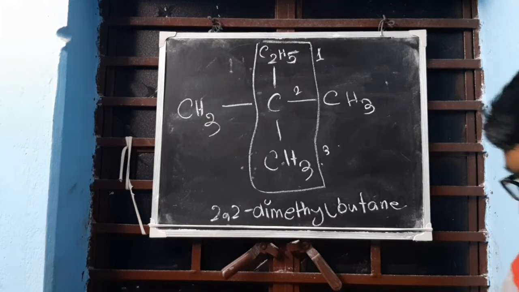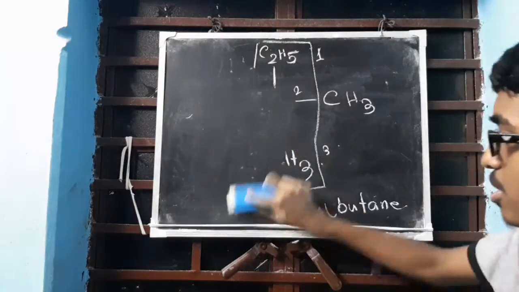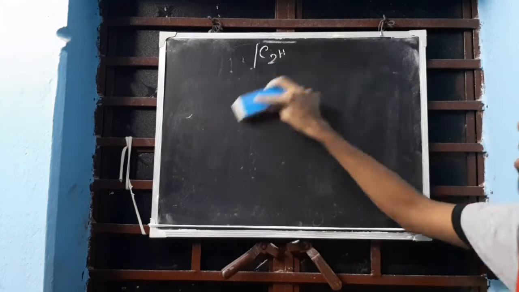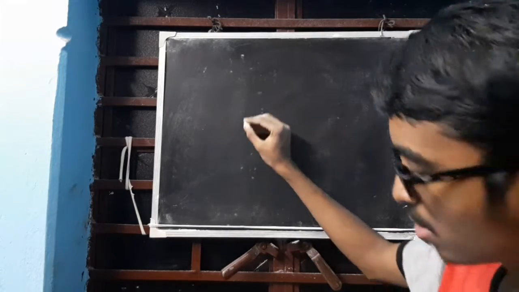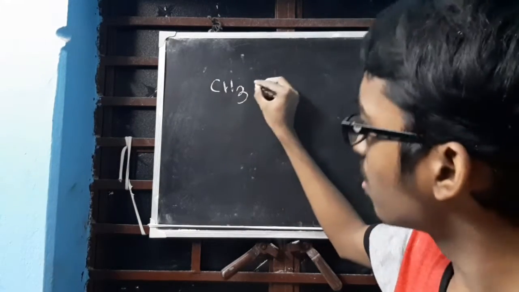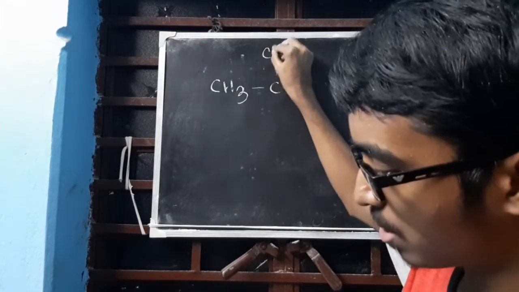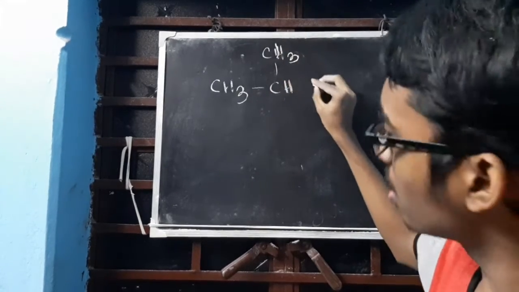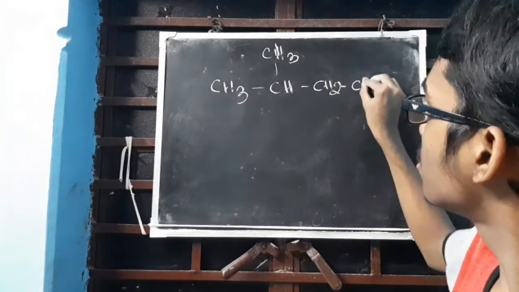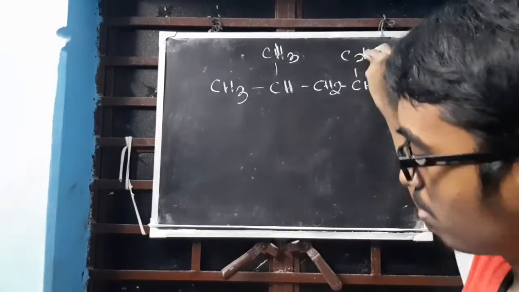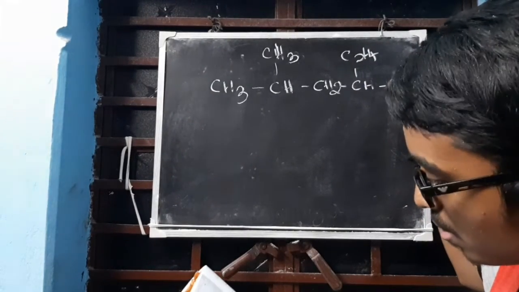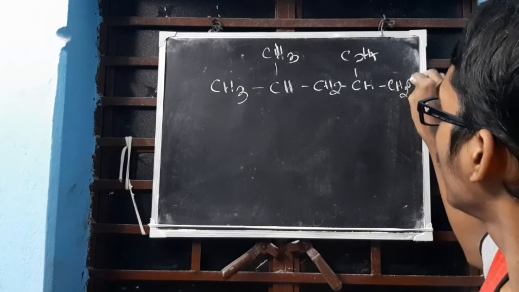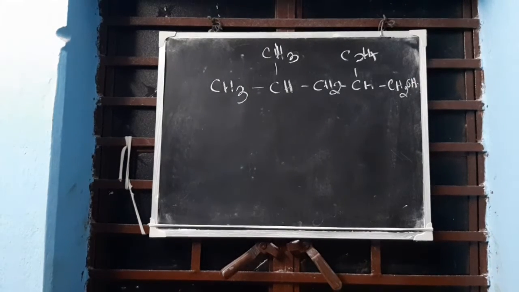Now let's do one question. I will do the exercise, that is for sure. Let's do one question. The question is: CH3, CH3, CH3 CH2 CH, C2H5 and here is CH2OH. This is a question where we have been told to write the name of this compound.